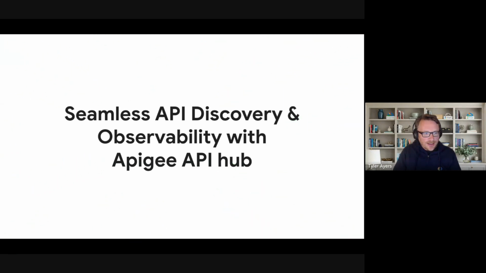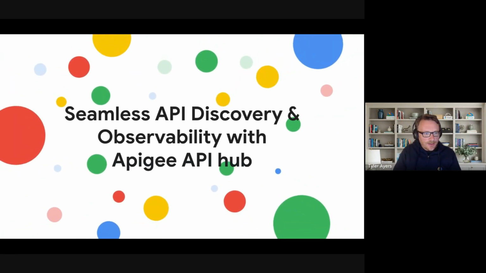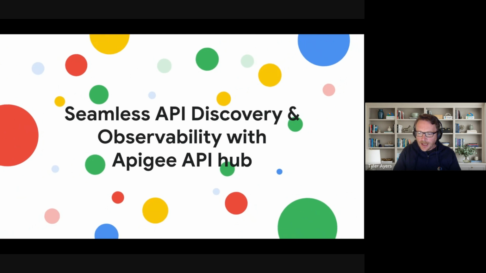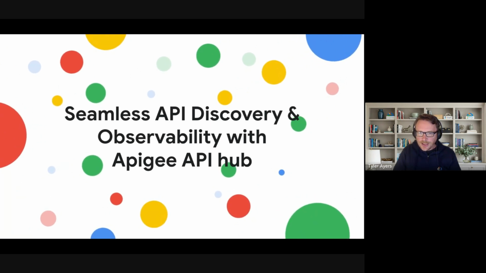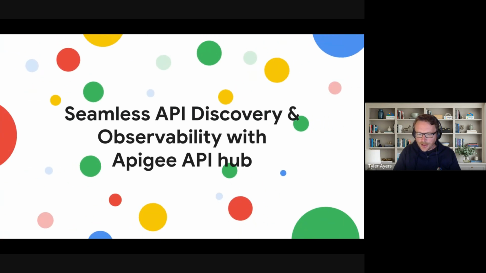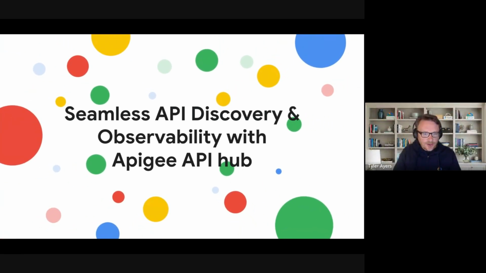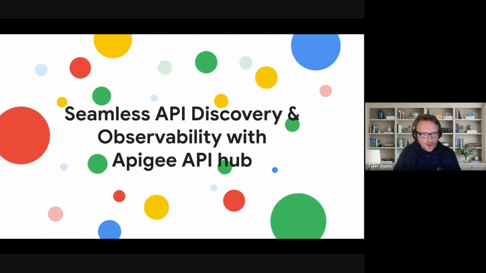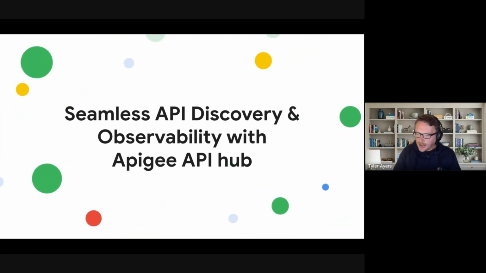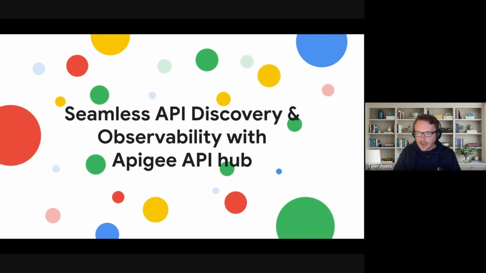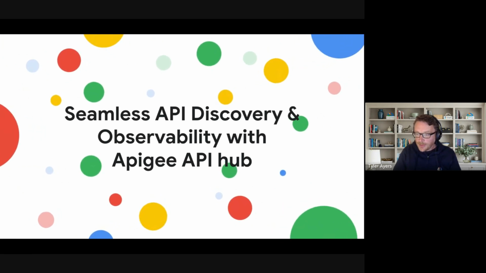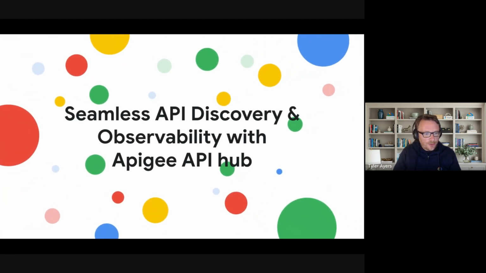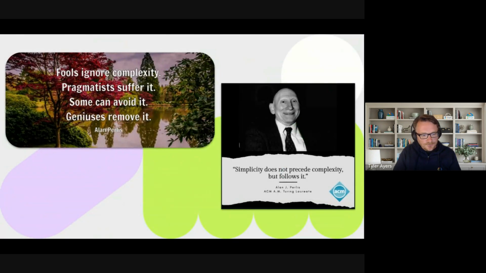The topic that I brought today is API discovery and observability with API Hub. There were some new features released in public preview a couple weeks ago that add some really interesting features in this direction, also without having to add any additional agents or monitoring tools to be able to discover APIs and onboard them into API Hub. So we'll be looking at that in just a moment.